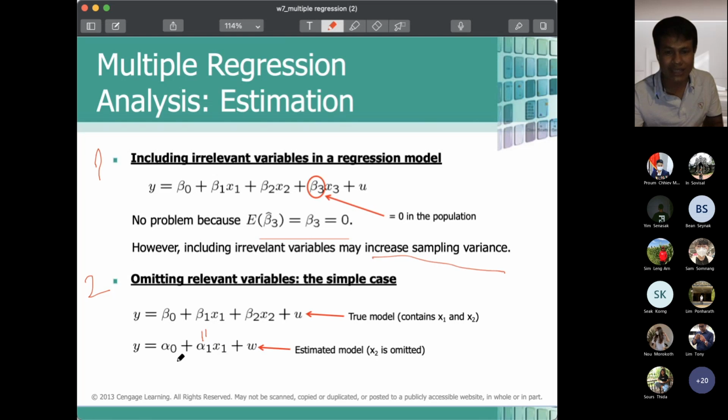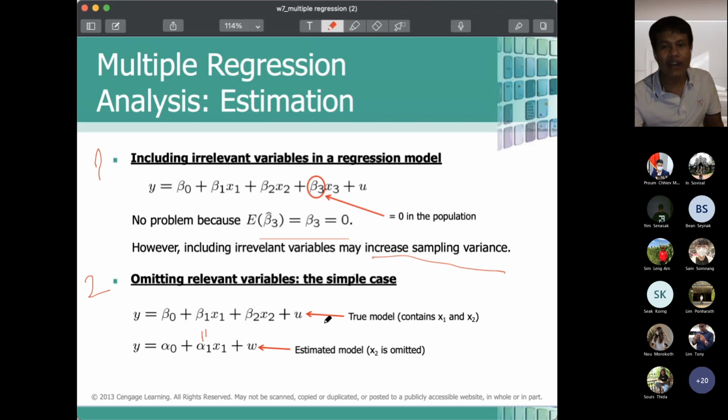Then we write the equations differently, so that we can distinguish the difference. For the true model, we have delta 1. For the estimated model, we only have alpha 1. The question is, will delta 1 equal alpha 1? If alpha 1 equals delta 1, we obtain an unbiased estimate. If we obtain alpha 1 different from delta 1, we obtain a biased estimate.